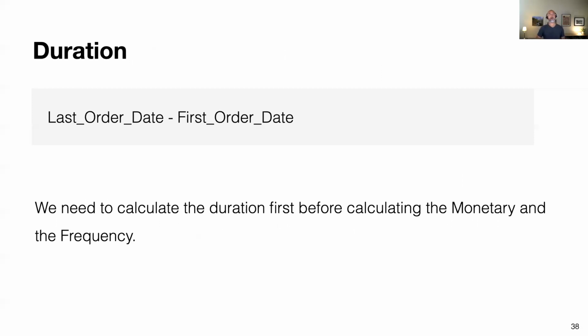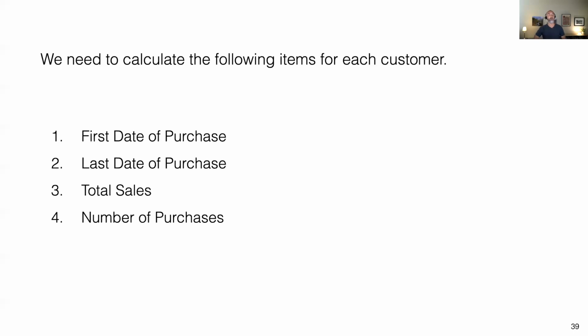What's the duration? It's the last day of purchase for each customer minus the first day of purchase of each customer. And then we can calculate the duration for each customer. Once we get the duration, we can use that to calculate the monetary and frequency calculations. So that means first we need to get these four things for each customer: first date of purchase, last date of purchase, total sales, and the number of purchases or orders.